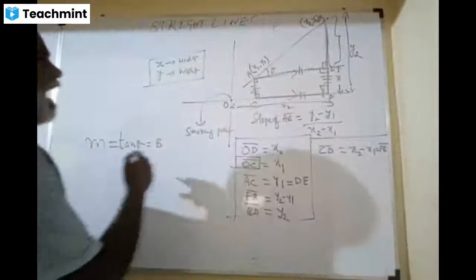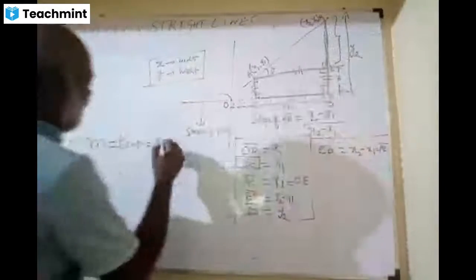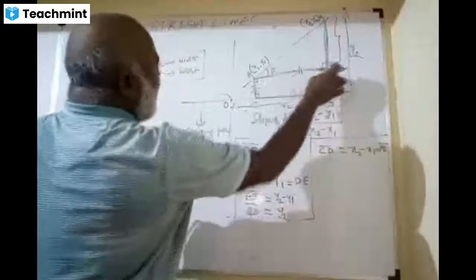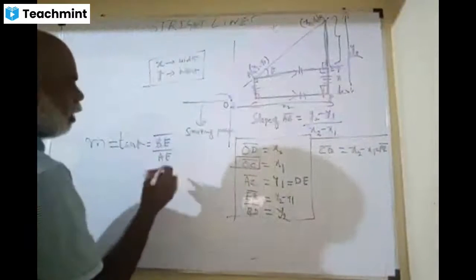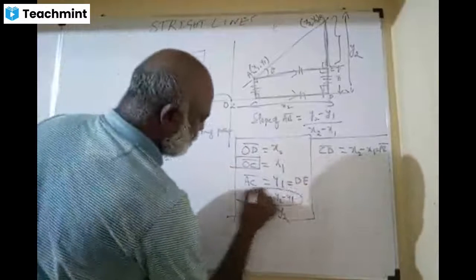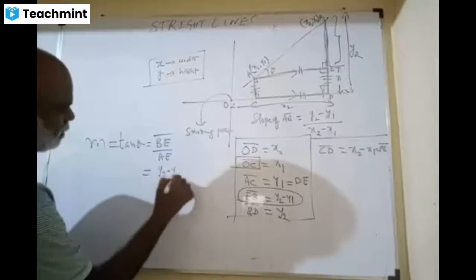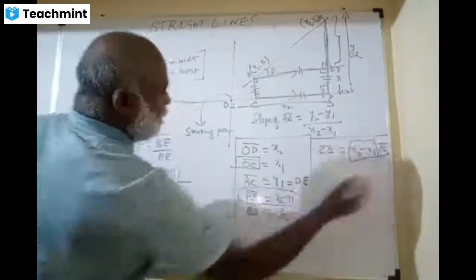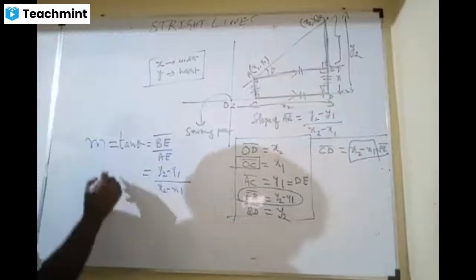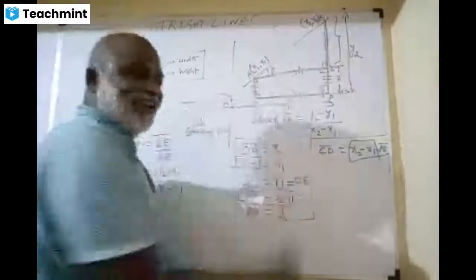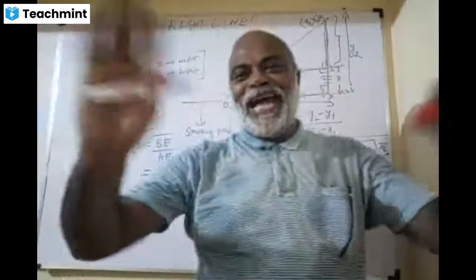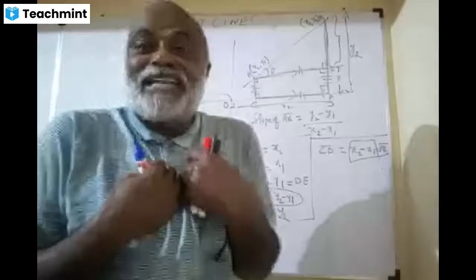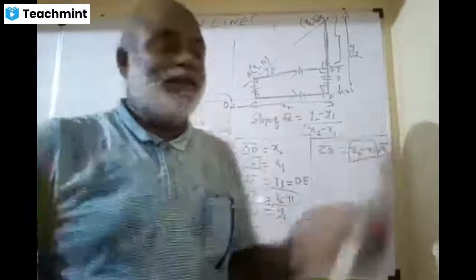Friends, here, so tan theta is opposite by adjacent. Opposite side is what? BE. This is BE. Adjacent is what? AE. What is BE, dears? What is AE, dears? AE. So that is called when the 2 points are given. How to find the slope? I don't know the inclination, but I know the formula for tan theta from a triangle, trigonometry.